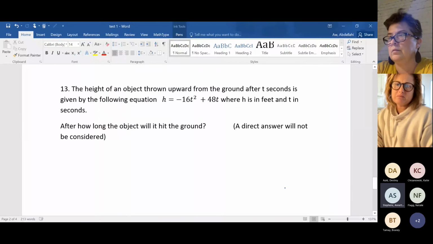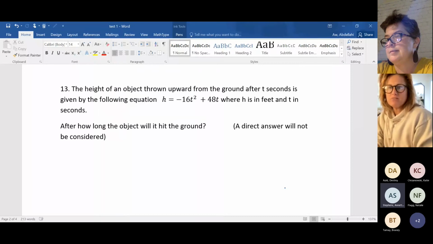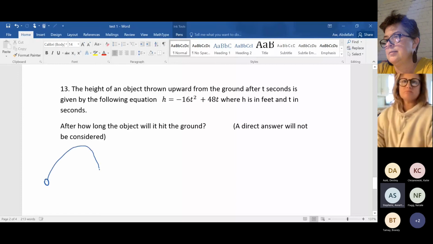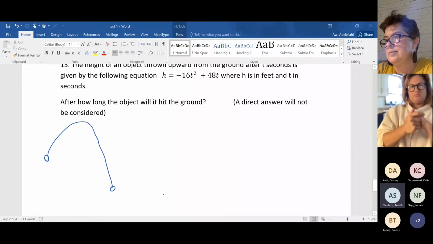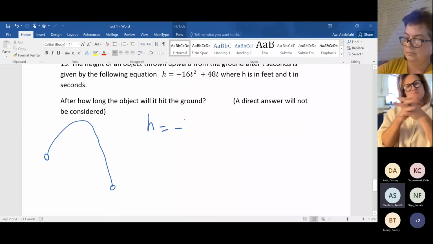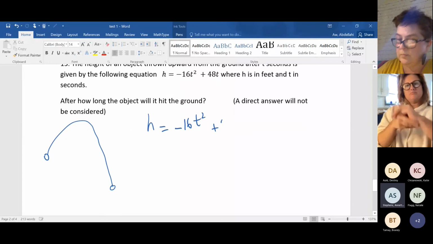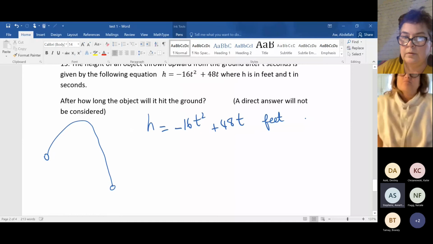By now we have seen this type of application problem maybe 100 times, right? It was even in test number 3. We launched an object that goes upward, and then it's a free fall, and comes back. The height is given by negative 16t squared plus 48t, which is the height in feet after t seconds, right?